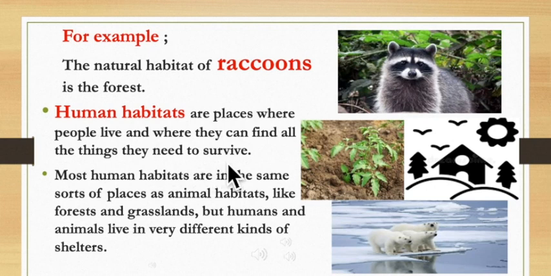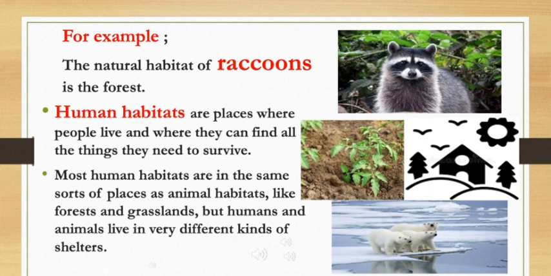And what are these things? Yes, food, water, shelter. And most human habitats are in the same sort of places as animal habitats, like forest and grasslands. But humans and animals live in very different kinds of shelter. This is the difference. Keep that in your mind. For example, the habitats of plants include forest, woodlands, grasslands, and deserts. We can find plants there.